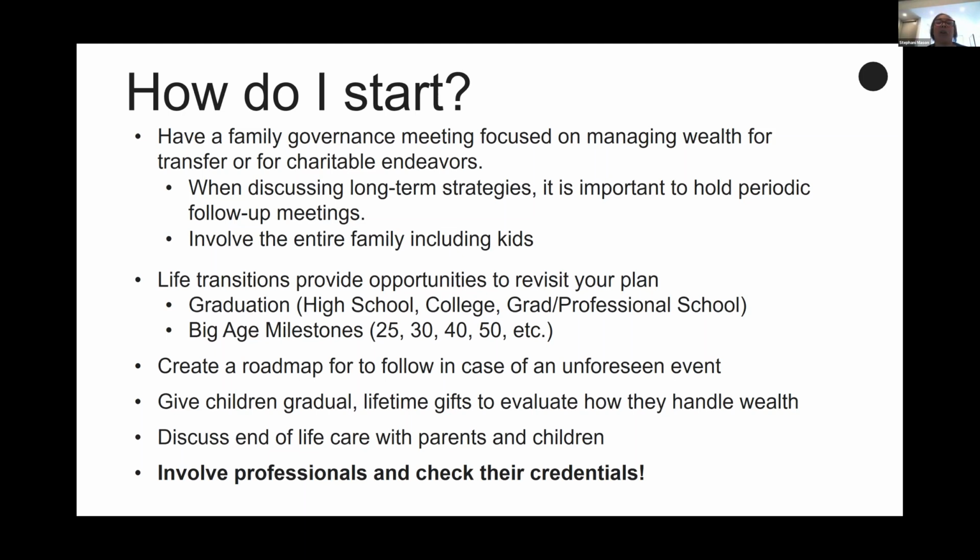And it's important to involve the entire family, including kids. Life transitions provide opportunities then to revisit your plan. So I'm from a big Southern family and with lots of cousins. And when we get together over holidays, pre-pandemic and hopefully post, when there are transitions, in terms of someone's graduated, had a baby, reached a new milestone, I try and use that in my family as an opportunity to say, okay, what is the plan looking like now? And how can we update this plan so that it is current? Because what you want to have is a roadmap to follow in case there's some unforeseen event.